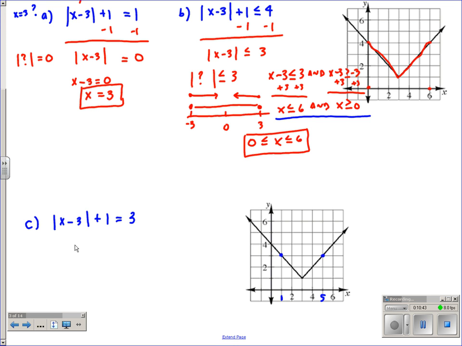Let's do it algebraically now. We're going to go ahead here and get our absolute value brackets by itself. So we have absolute value of x minus 3 equals 2.